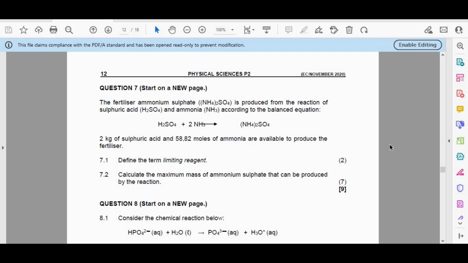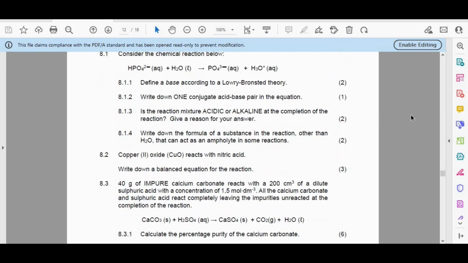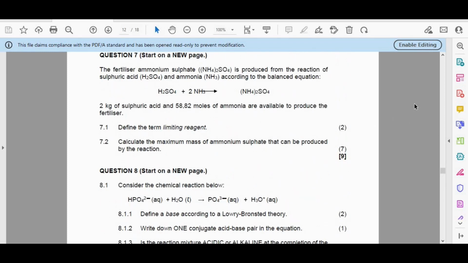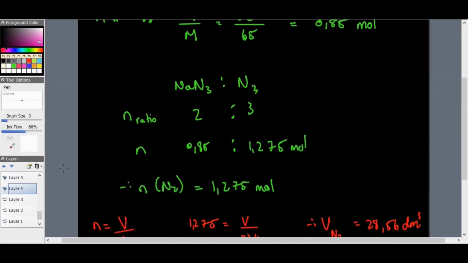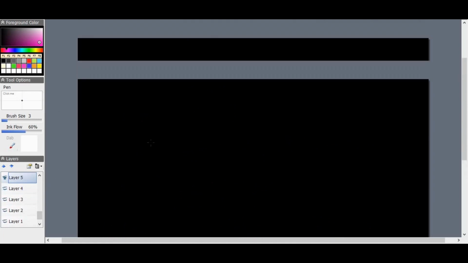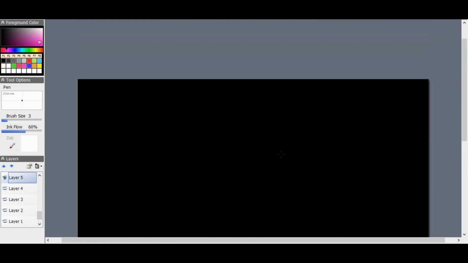Okay, so I'm going to go through this at a quick pace because we're running out of time for the live class. So let's see if we can get through maybe at least question 8. I'll be happy if we can get at least through question 8 before we end off the session. But let's do 7.2, which is: calculate the maximum mass of ammonium sulfate that can be produced by the reaction. Judging by that question, it's probably going to make use of a lot of mole ratios and actual moles.